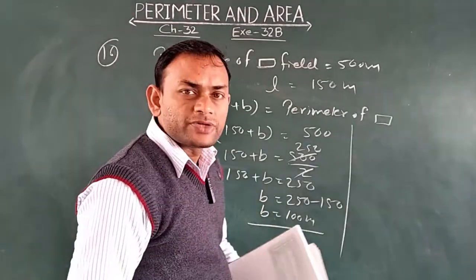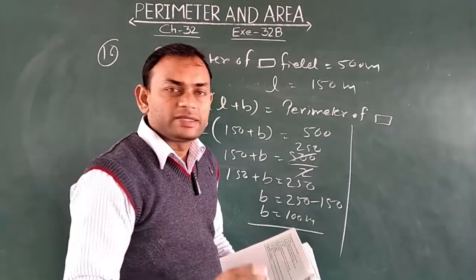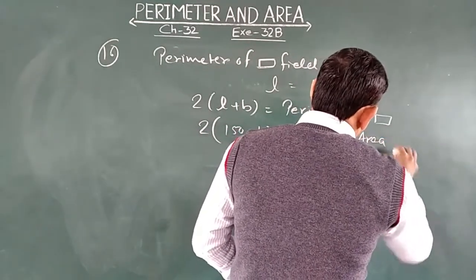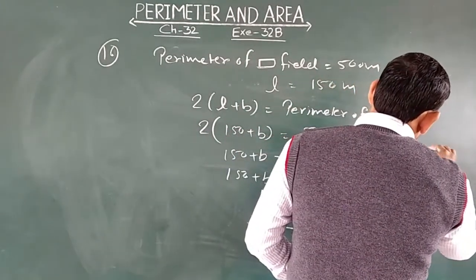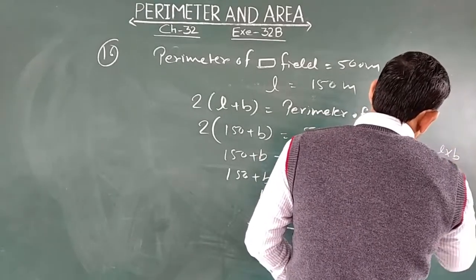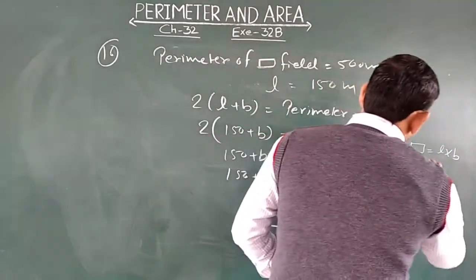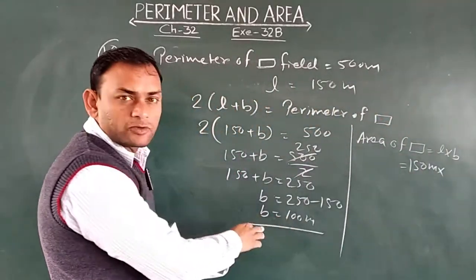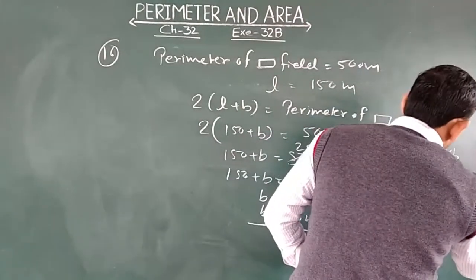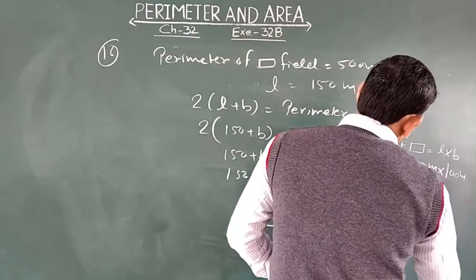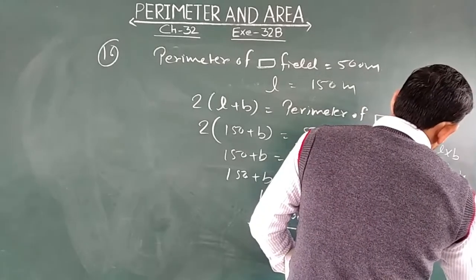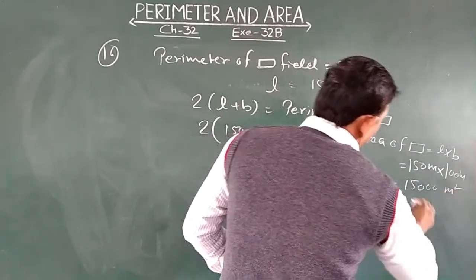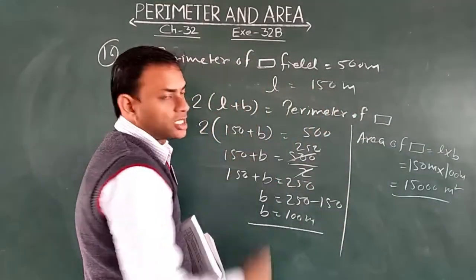Okay. Now in the second part of this question, we have to just get the area of that rectangular field. Okay. So as you know that area of rectangle is L into B. L is given 150, so you will write 150 meter and B is 100 meter, we have got just now. So we will write 100 meter. So it will be meter square, means 15,000 meter square is the area of that rectangular field.